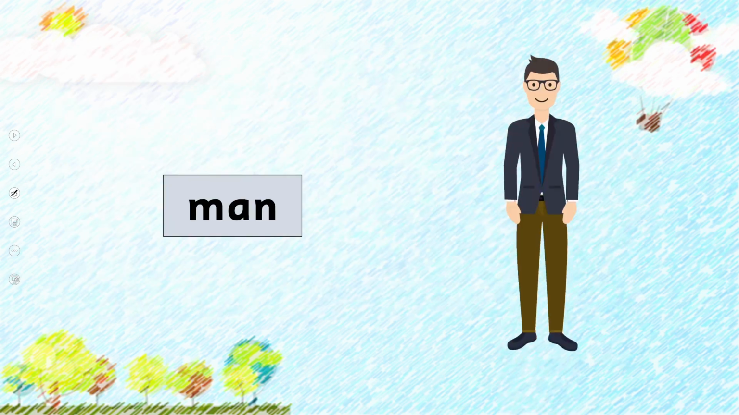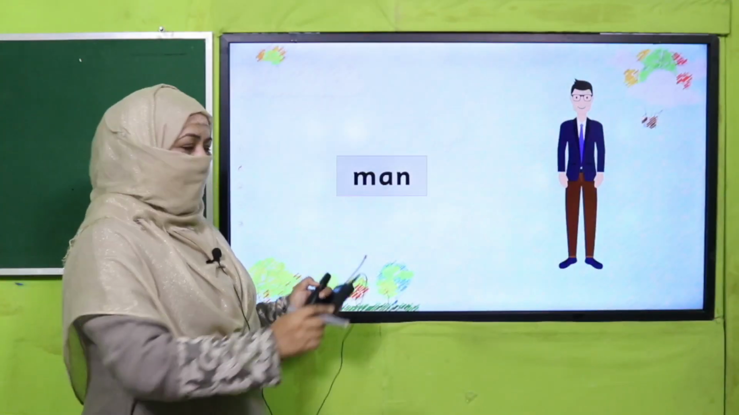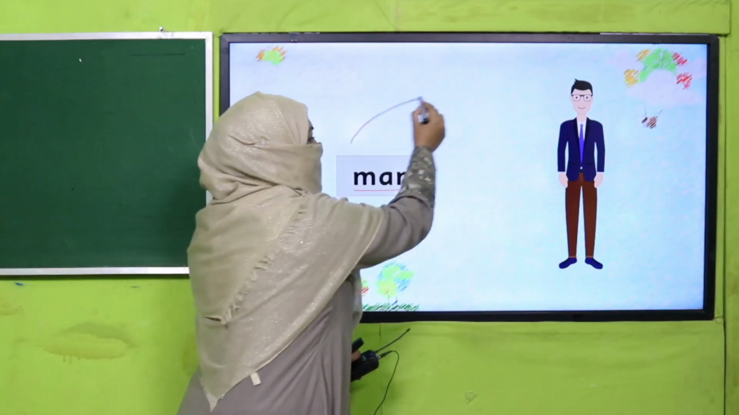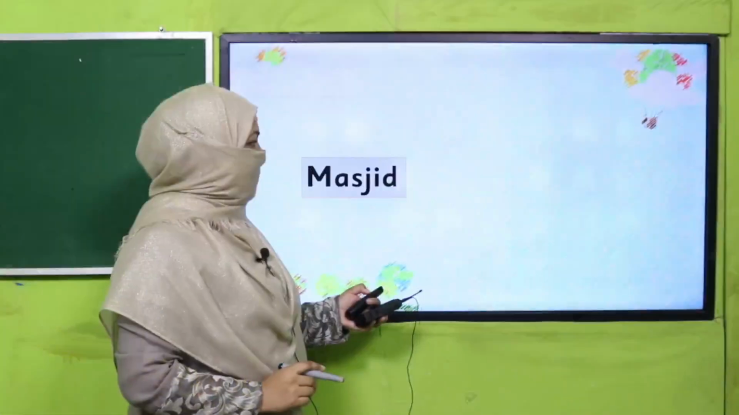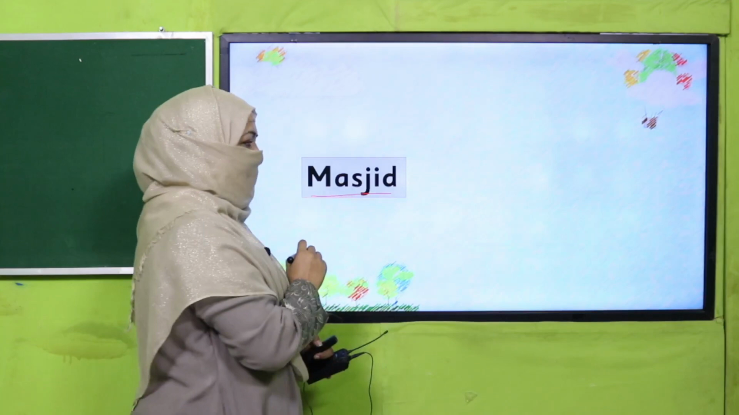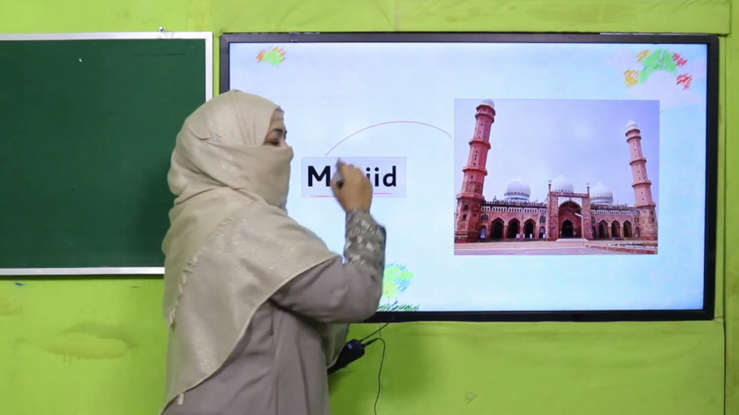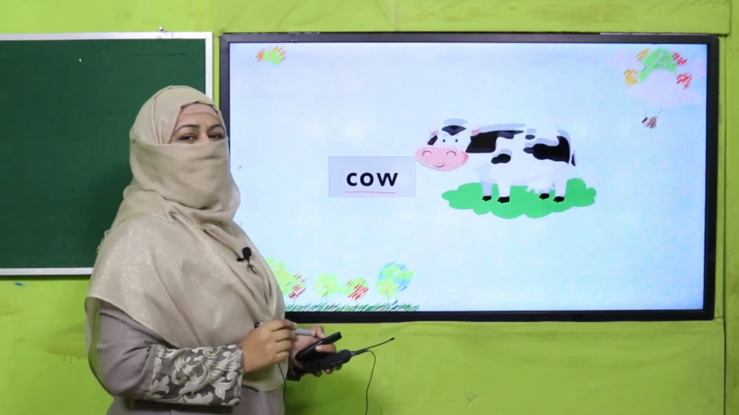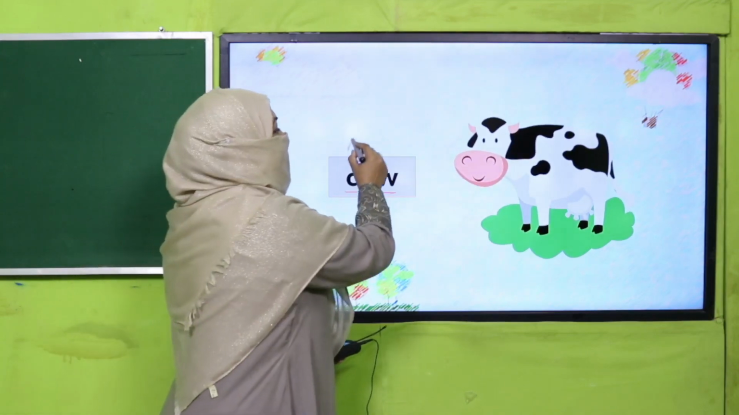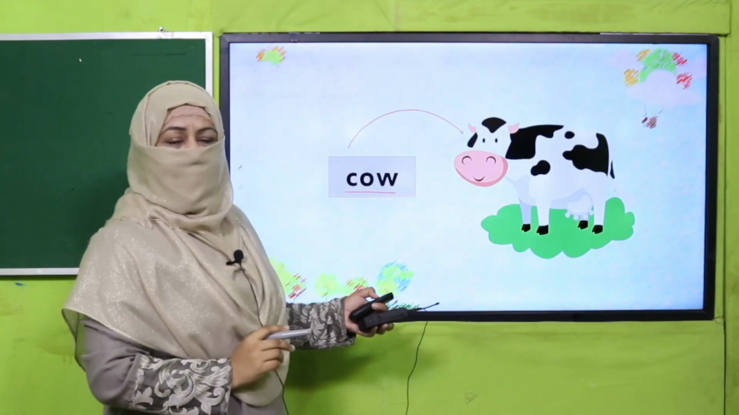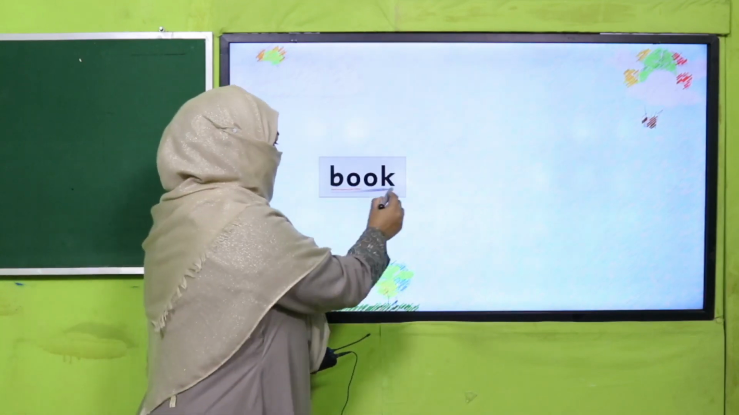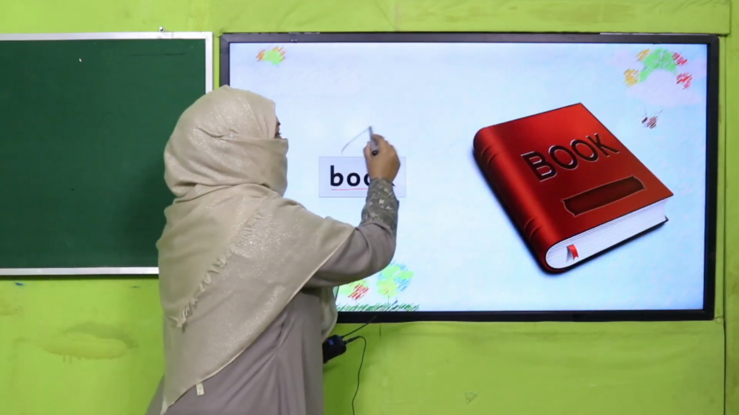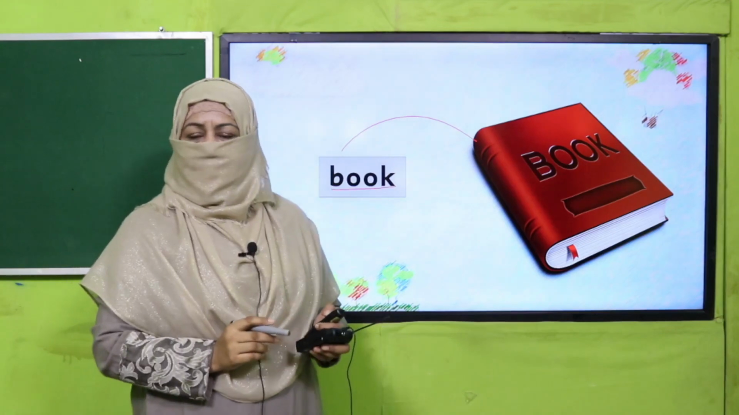Now, look at this picture. What naming word do we use to mention it? It's man. So, man is a naming word for a person. Masjid. Masjid is a naming word for a place. Cow. Cow is a naming word for a living thing, for an animal. And book. Book is a naming word we use for this object, right?